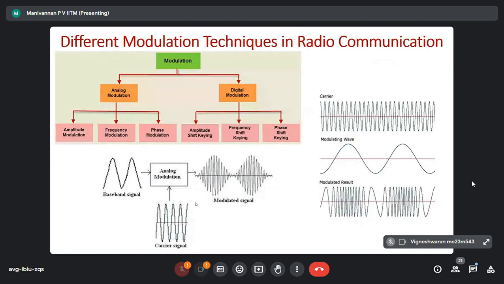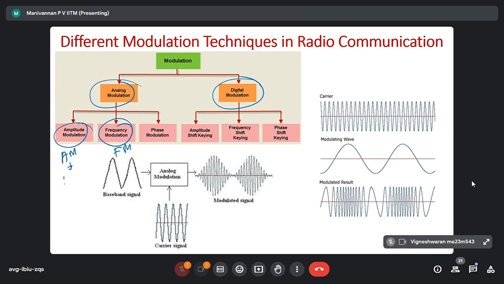Okay. When we talk about modulation, there are two types of modulation. One is called analog modulation. The other one is called digital modulation. In analog modulation, there are three types. Amplitude modulation, which is called AM, and frequency modulation, FM. This is what I told you.